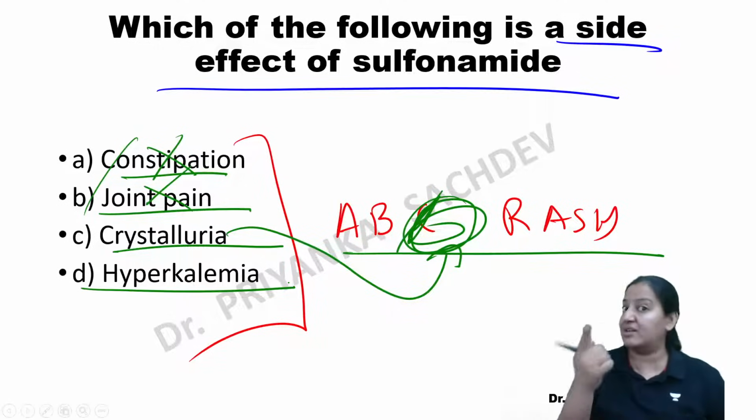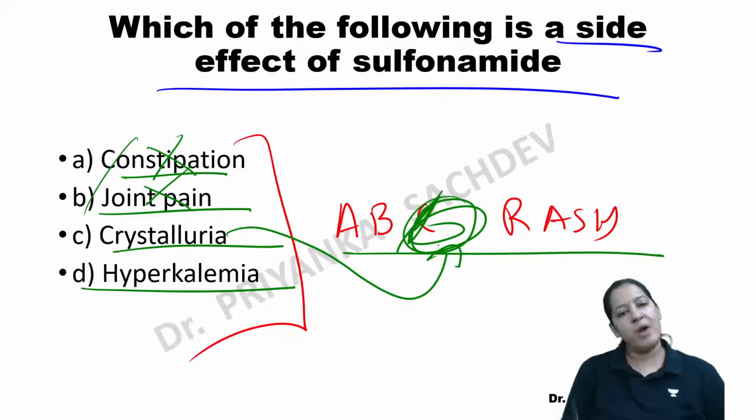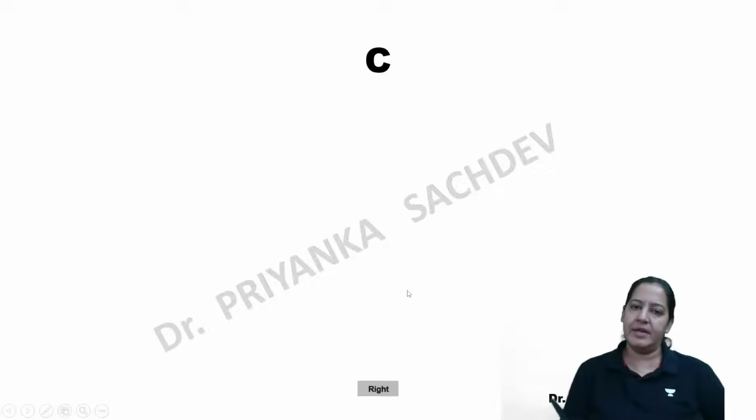Hyperkalemia is a side effect of the second drug, that is trimethoprim, but not sulfonamide. So I will go with C. Yes, Amar Kishore, absolutely right. The correct answer here is C.